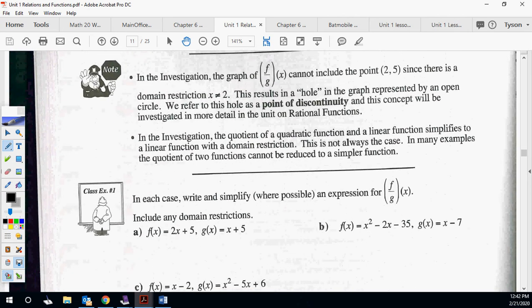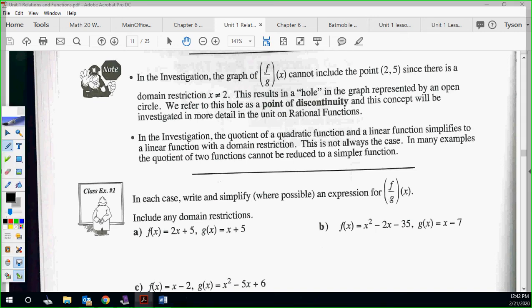In this investigation, the graph of f over g cannot include the point 2, 5 because 2 is non-permissible. Just so you know, and I've said it twice already, we will go over this more in depth for radical and rational functions. But see how it's 2, 5 and it was linear? If 2, 5 is not possible, is my range affected? Yeah, your range can't be 5 either.